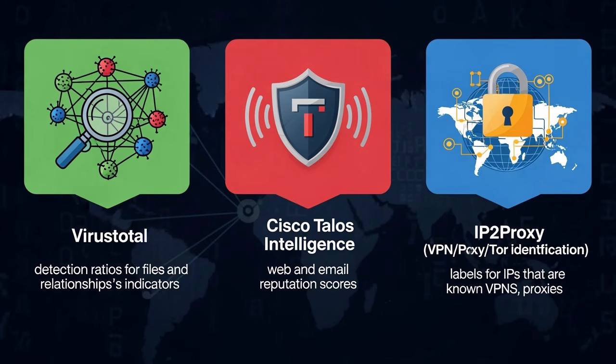And lastly, we have IP2 proxy. This unique service gives you labels for IPs that are known to be used in VPNs, proxies, Tor exit nodes, or data center egress points. These labels are critical because shared egress points weaken direct attribution.